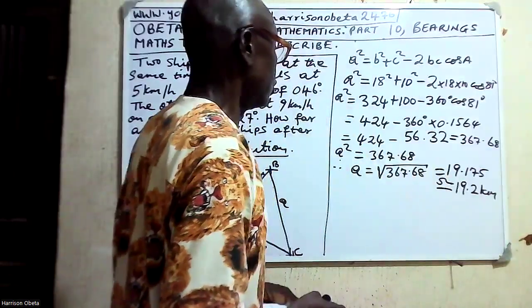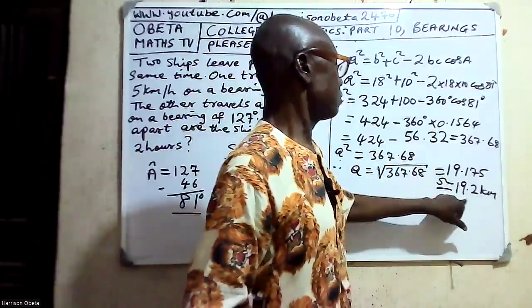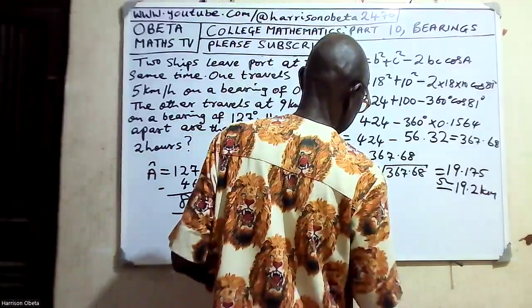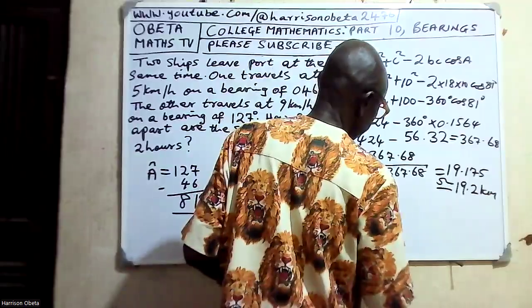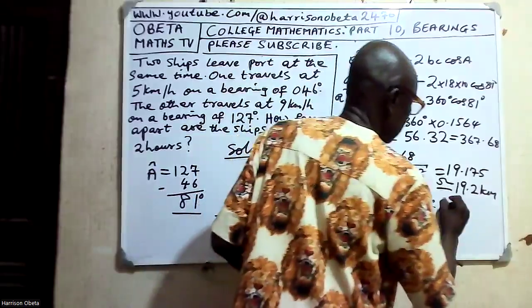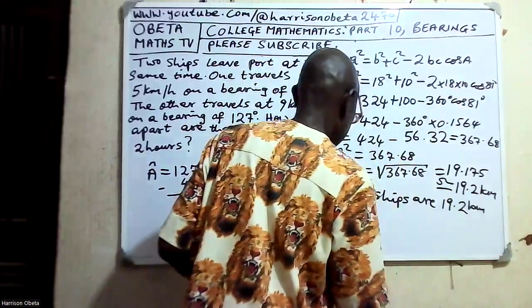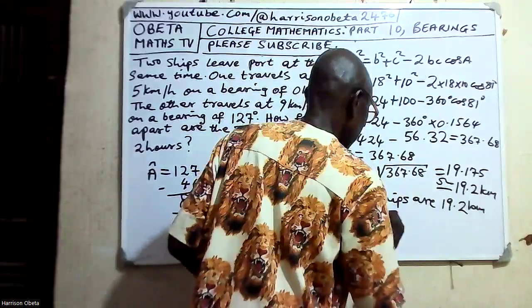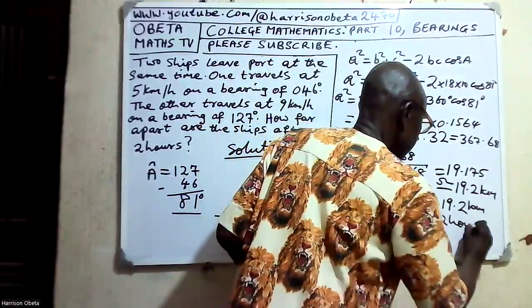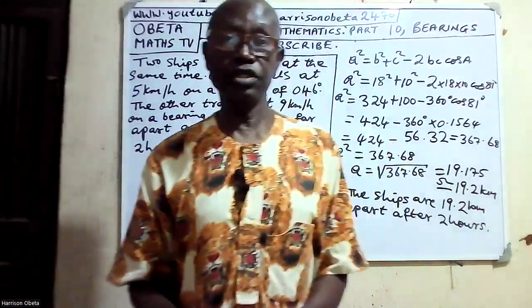So that means the two ships are 19.2 kilometers apart. Therefore, the ships are 19.2 kilometers apart after 2 hours. So that is the answer, and that's the end of the question.